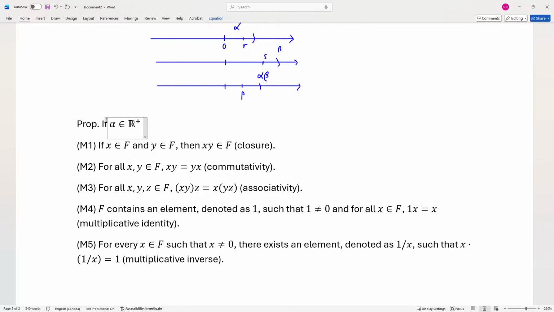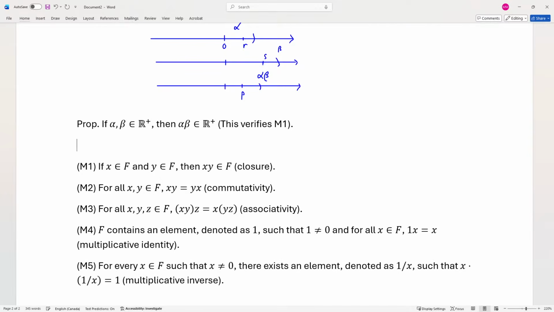Alpha is in R plus and beta is in R plus. Okay, so we need to show alpha times beta is in R plus. That is, we need to show it is a cut and it is a positive cut. So that's the first proposition. This verifies M1. Okay, and then let's do the second proposition.